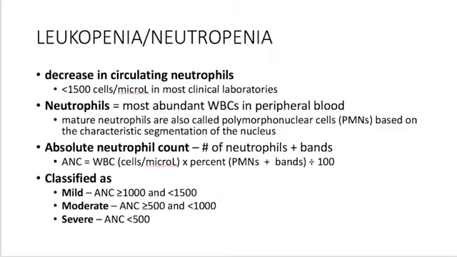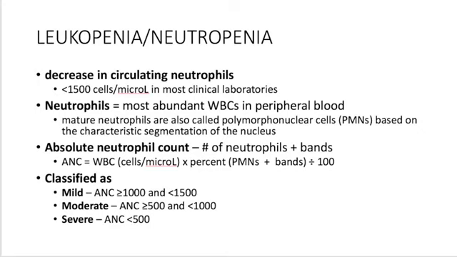So next is leukopenia or neutropenia. This is decreased circulating neutrophils. When we're talking about levels, it's less than 1,500 cells per microliter in most clinical laboratories. Usually we're talking about neutrophils because they're the most abundant white blood cells in the periphery. We also can do an absolute neutrophil count, which is the number of neutrophils plus bands. We take the white blood cells times the percent divided by 100, and we get the absolute neutrophil count.